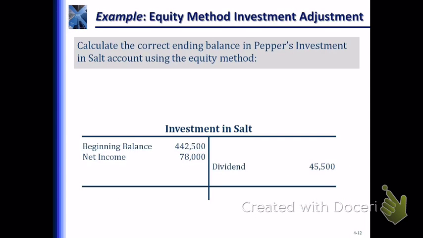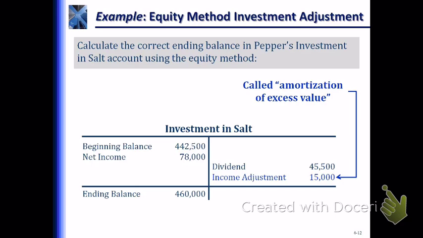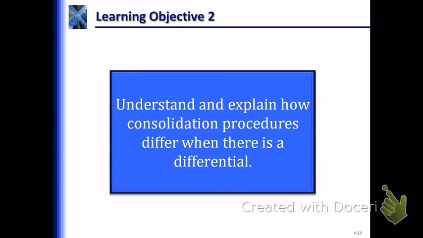And if we look at the T account, you see the beginning balance. It increased by the net income, decreased by the dividend, and then we have this income adjustment in there, which brings us to our ending balance. And we call it amortization of the excess.